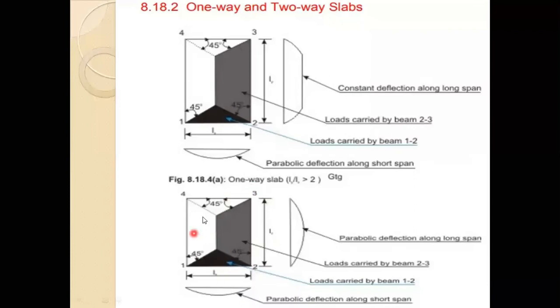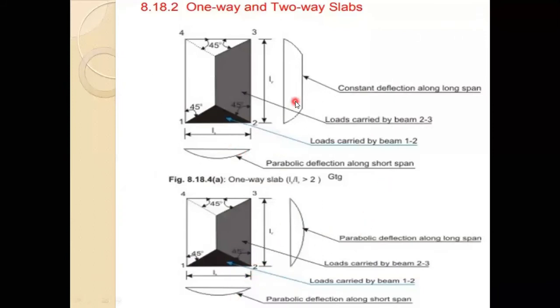Similarly, if you go for the two-way slab, what is the difference? As you see from this deflection diagram, again the parameters are the same. This is your shorter span Lx, this is your longer span Ly. The beams are the same, 1-2, 2-3, 3-4, 1-4. But what is the difference? Here, along the longer direction the deflection is parabolic, and along the shorter direction also it is parabolic. So this type of case arises in the two-way slab.